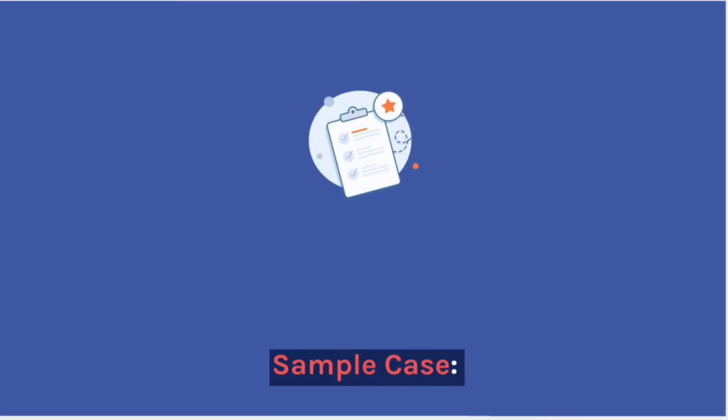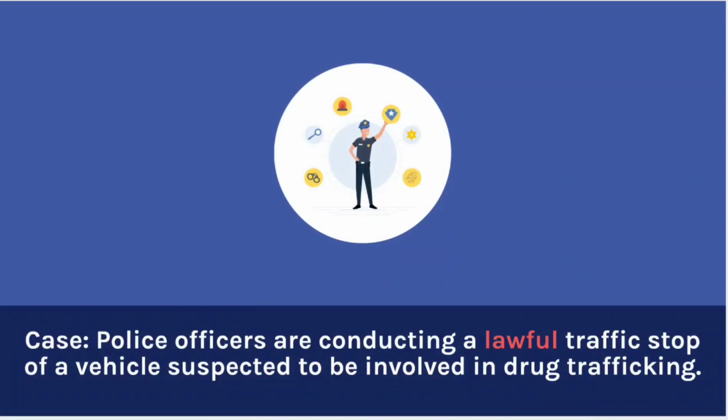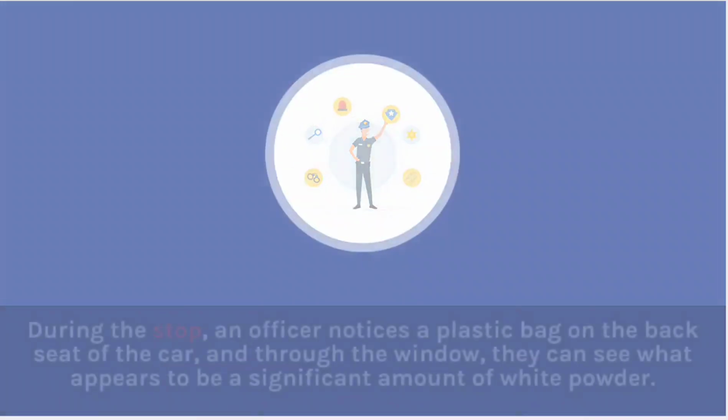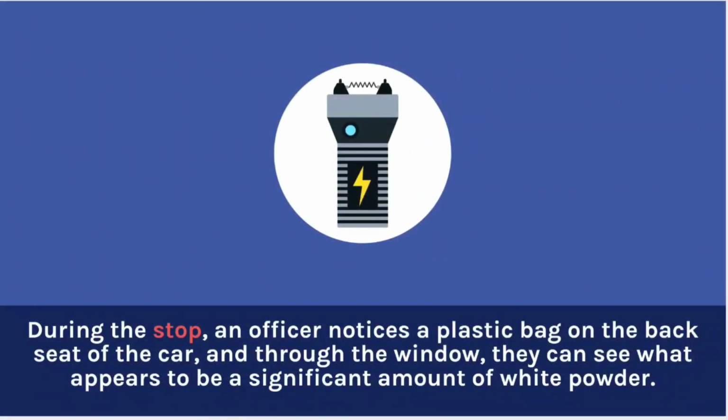Sample case. Case: police officers are conducting a lawful traffic stop of a vehicle suspected to be involved in drug trafficking. During the stop, an officer notices a plastic bag on the back seat of the car, and through the window, they can see what appears to be a significant amount of white powder.